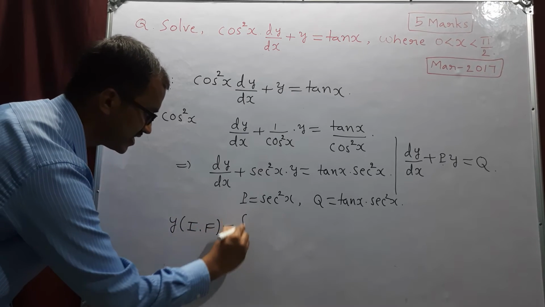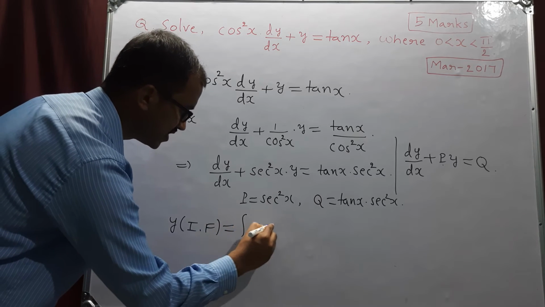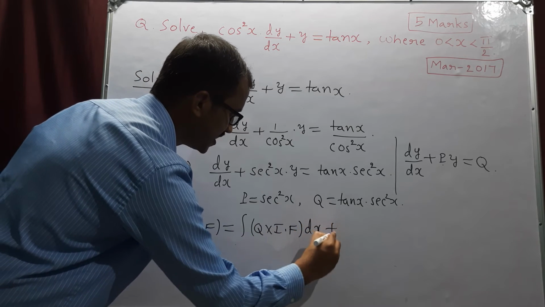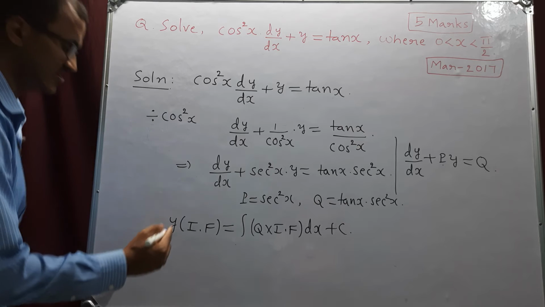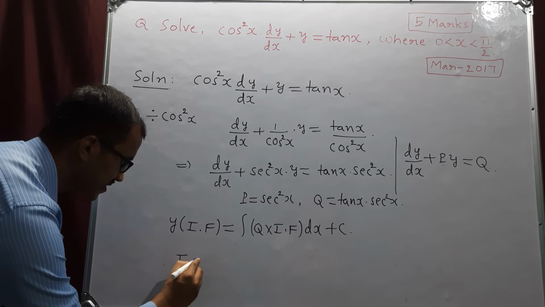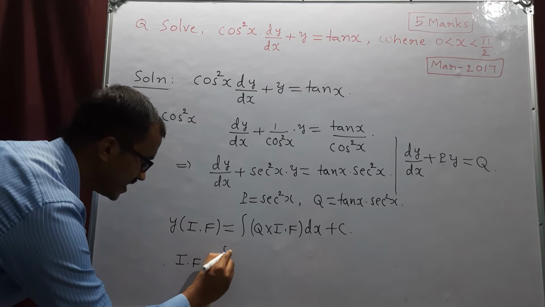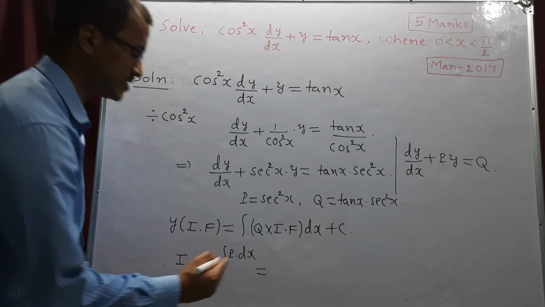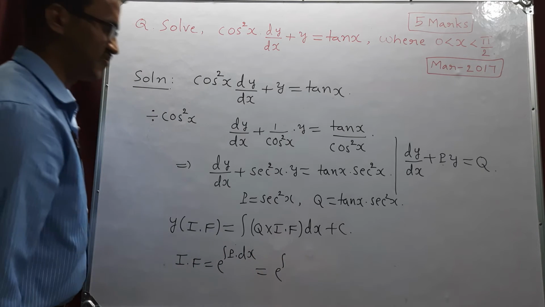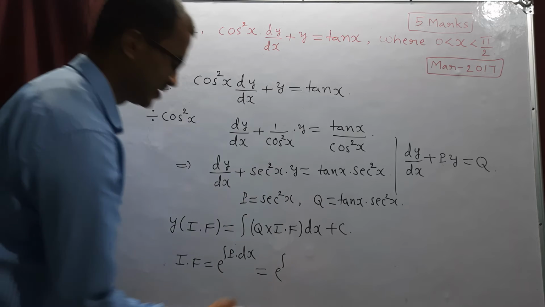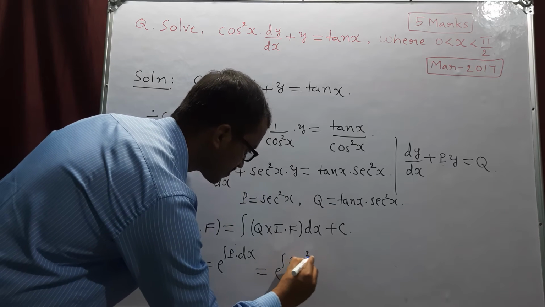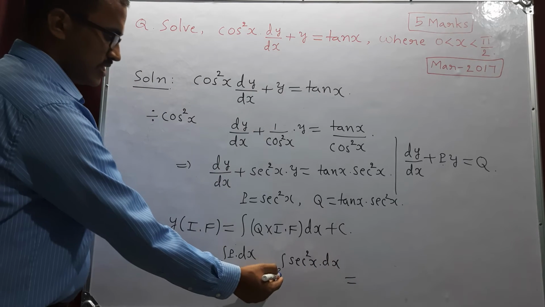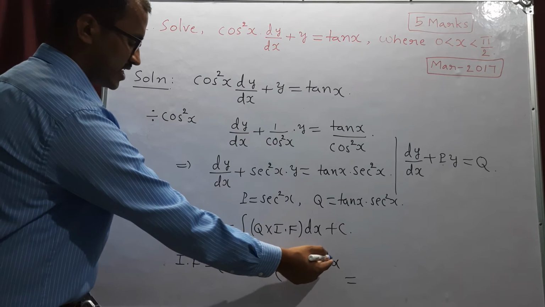The general solution of this type of linear differential equation is given by y into integrating factor is equals to integration of q into integrating factor into dx plus c, where the value of integrating factor is given by e power integration of p into dx. So that is equals to e power integration of the value of p here. The p value is secant square x into dx.